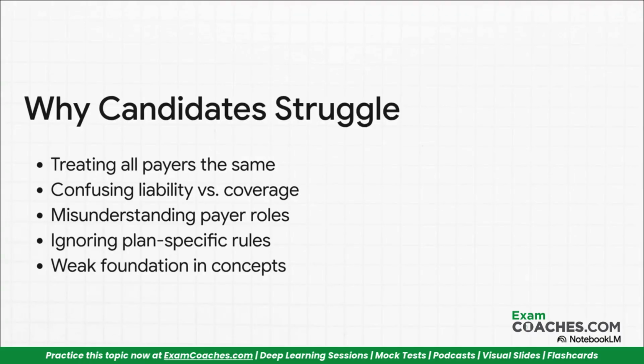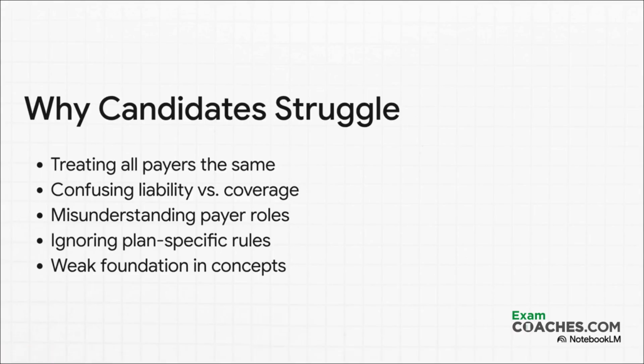Well, it usually boils down to a few classic mistakes. Things like treating all payers as if they follow the same rulebook. Spoiler, they don't. Or getting liability and coverage all mixed up. Or maybe not grasping the huge difference between a primary and a supplemental payer. And look, these aren't just little slip-ups. They are fundamental breakdowns in logic that can sink a claim.